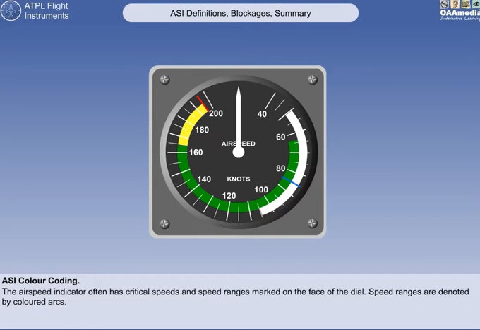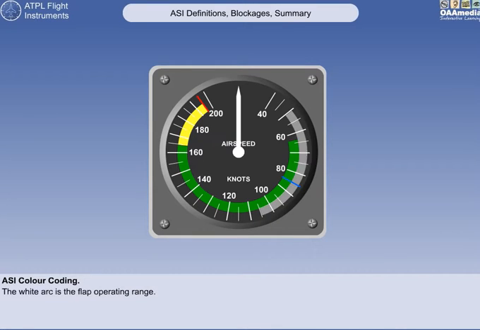The airspeed indicator often has critical speeds and speed ranges marked on the face of the dial. Speed ranges are denoted by coloured arcs, and we can see here an example of a typical ASI from a light twin-engine aircraft. ASIs for larger aircraft may also have similar markings.